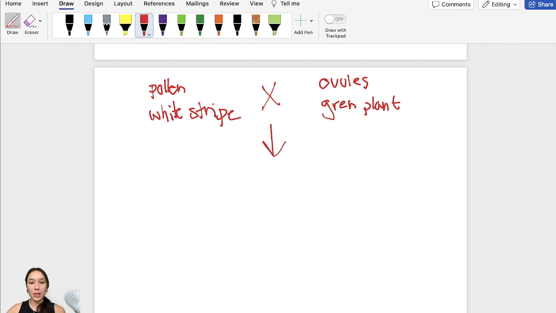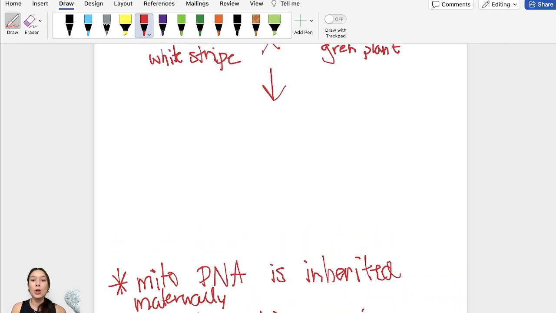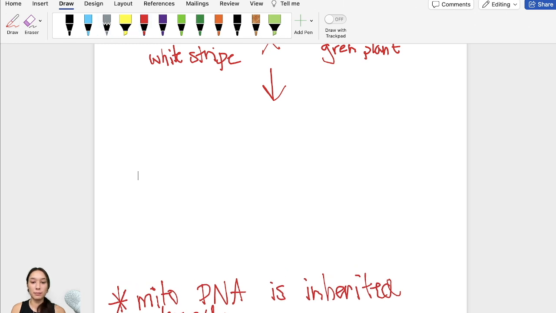But the key to this question is that mitochondrial DNA is inherited maternally. For plants, for animals, everything. So what that means is the mother is going to pass on those genes, okay? Let me move this.